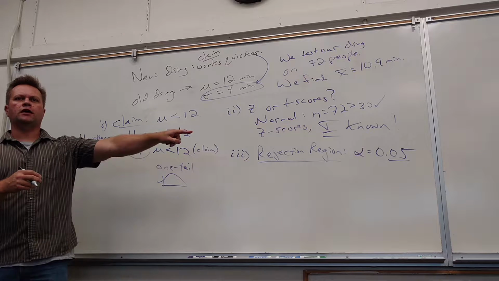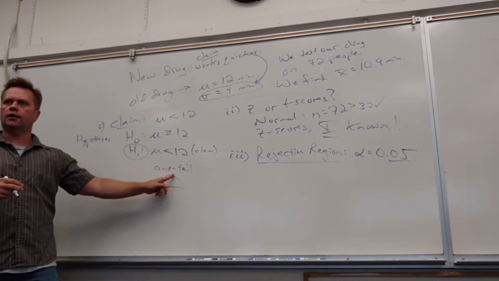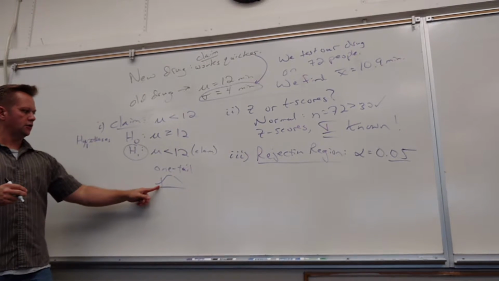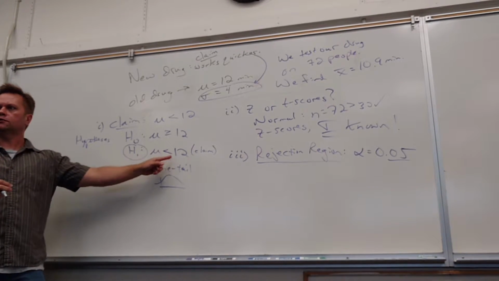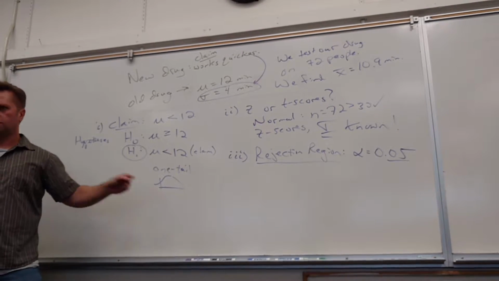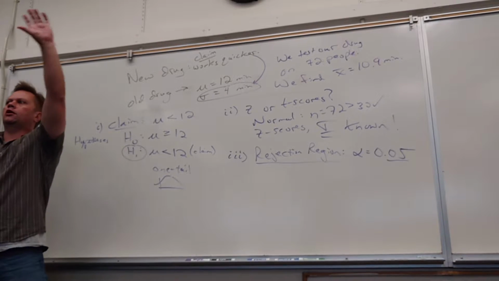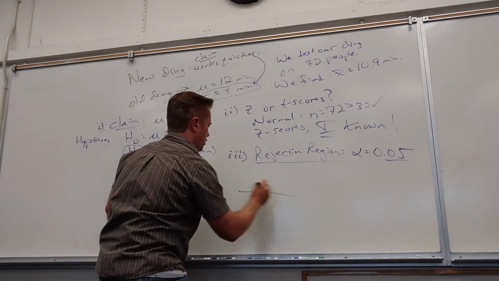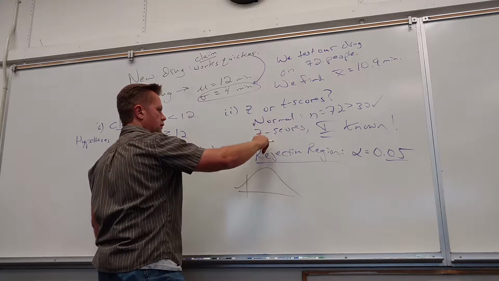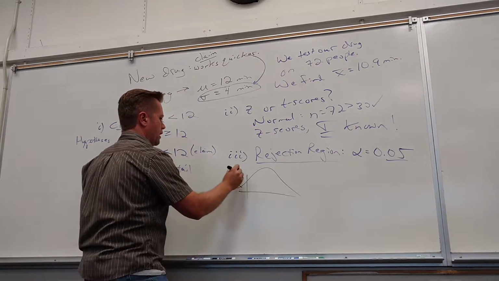So alpha is 0.05. This is a one-tail test. Why is it down here? Because I'm wanting something less than 12, so it's only that side that I'm interested in. Which again enforces why the T-chart has a one-tail and a two-tail option. So I know it's going to be down there. I know I can use Z-scores. I know alpha is 0.05.